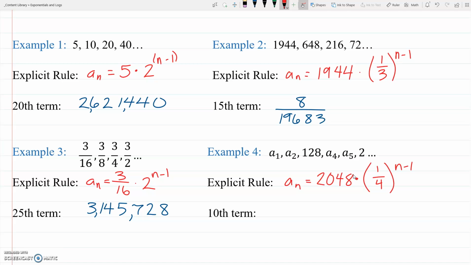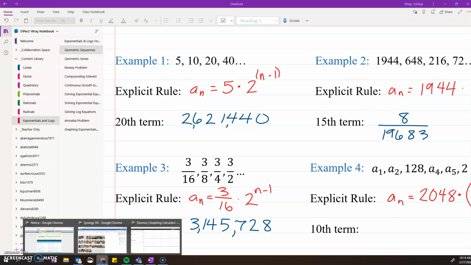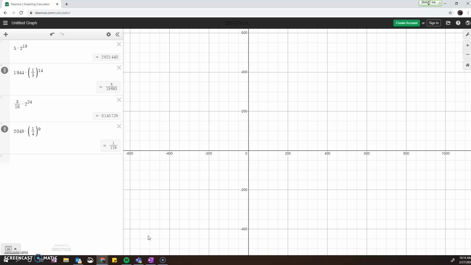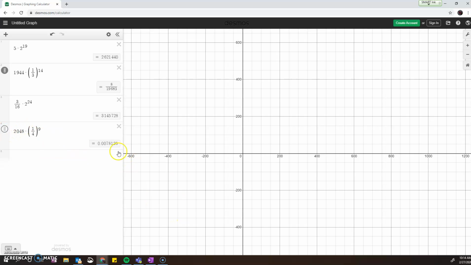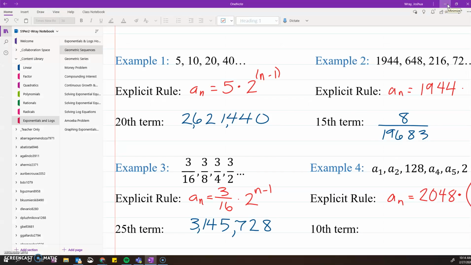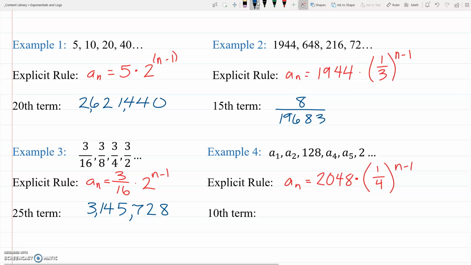All right, so I want to know the 10th term. Let's go back to Desmos, where I think I already have it plugged in. Yep, 2048. Okay, this 4th box here times 1/4. And then I wanted the 10th term, so I do 10 minus 1, I got an exponent of 9. It originally gave me a decimal answer, this 0.007. Okay, over here I clicked to give me my fraction of 1/128. Okay, so my answer is 1/128.